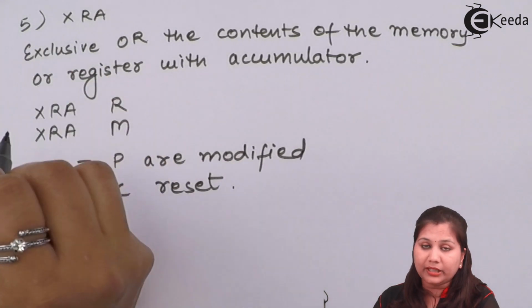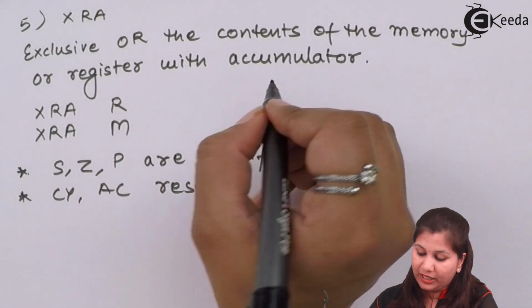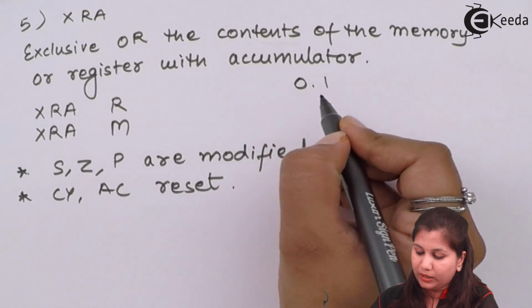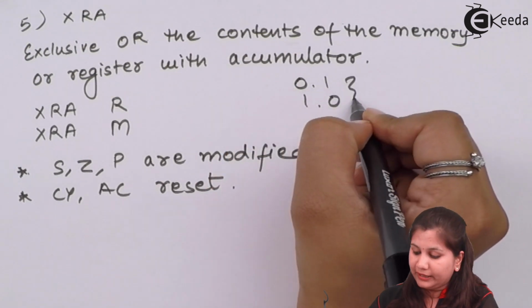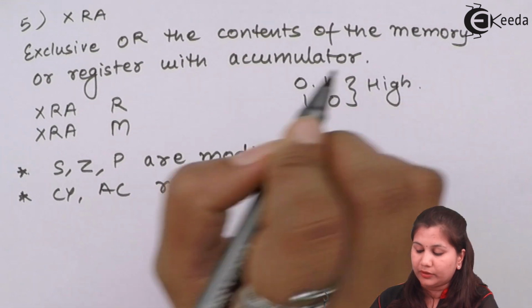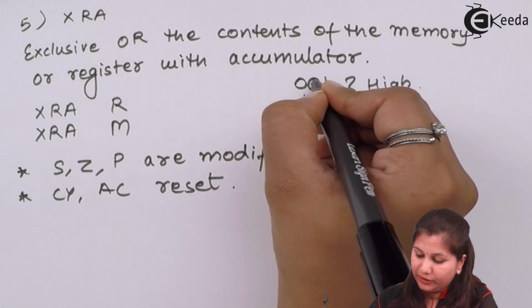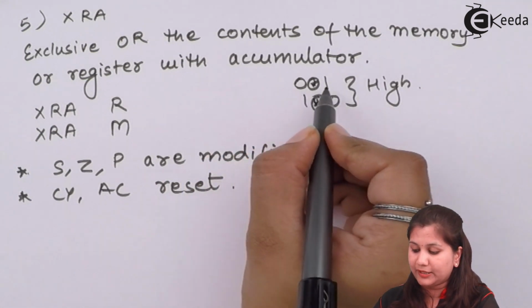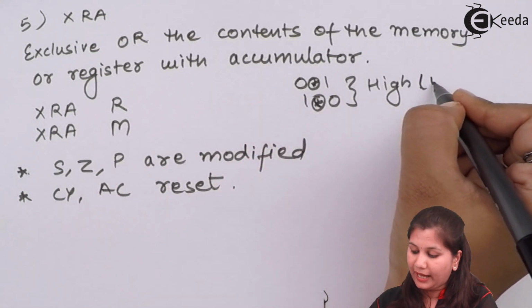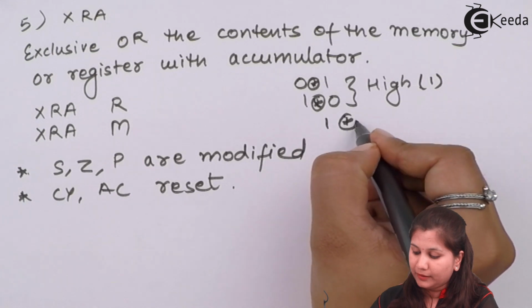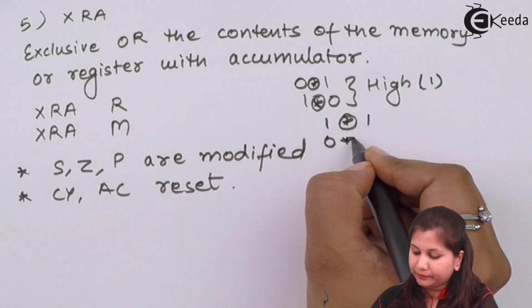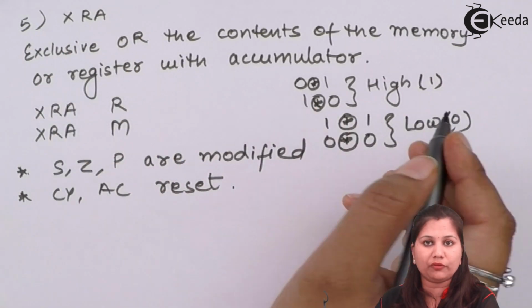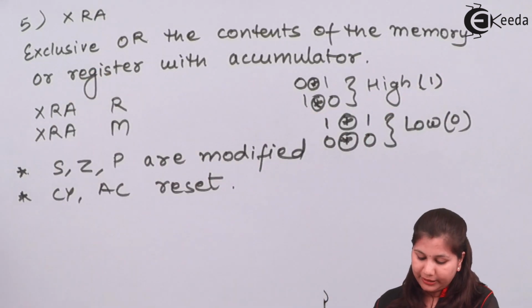Now in the exclusive OR operation, we know that when we are having opposite values, like 0 and 1 or 1 and 0, then we will get a high on the output. When we are exclusively ORing the contents, when we are having different bits like 0 1 or 1 0, then we will get a high output, and if we are having the same bits, then we will get a low output. So this is how the exclusive OR operation is performed.